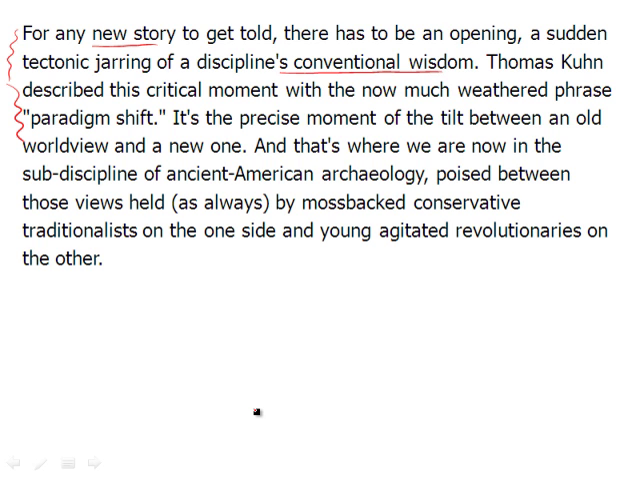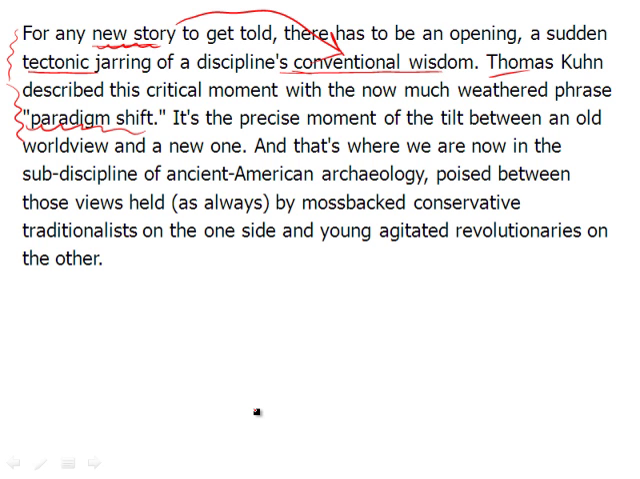For a new theory to challenge the conventional wisdom or the current theory, there has to be a sudden shaking of this current view. That has to be challenged. And so all of a sudden people say, wait a second, maybe the conventional view is not correct. Of course, you don't want to use so many words to do so, but that's the gist of it. Anyway, let's continue on. Thomas Kuhn described this critical moment with the now much weathered phrase paradigm shift. So when conventional wisdom is jarred, challenged by a new story, we call this a paradigm shift. That's all that sentence does.